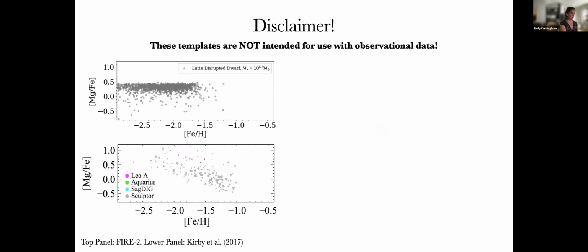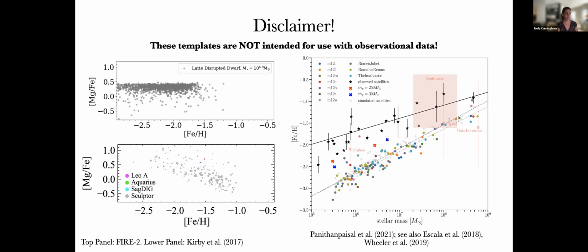One reason for this is that dwarf galaxies in FIRE are too metal poor compared to observations. So this is a well-known result. I'm showing this from his paper, where the observed mass-metallicity relation is the black line, and the FIRE mass-metallicity relation is shown here by the colored points and the gray lines. And so we can see that they're not consistent. We haven't yet nailed down mass-metallicity in the FIRE sims. And one reason we think this is true is a result of the delay time distribution from type Ia supernovae.